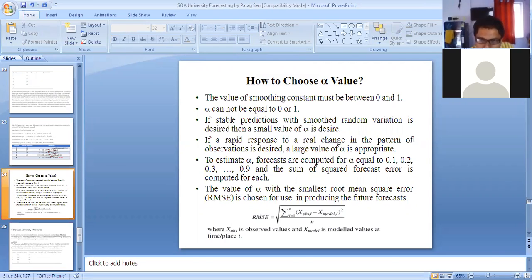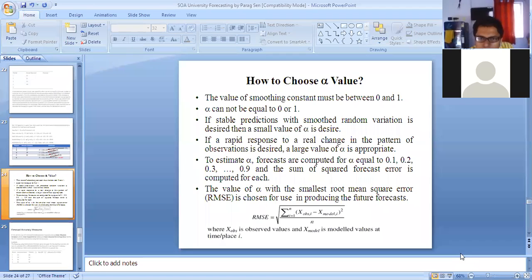For example, you plug in the values 0.1, 0.2, 0.3 up to 0.9. A lot of values are tried, and then the root mean square error is computed. The alpha value where you get the least RMSE, or root mean square error, is the value you actually use to choose the alpha.